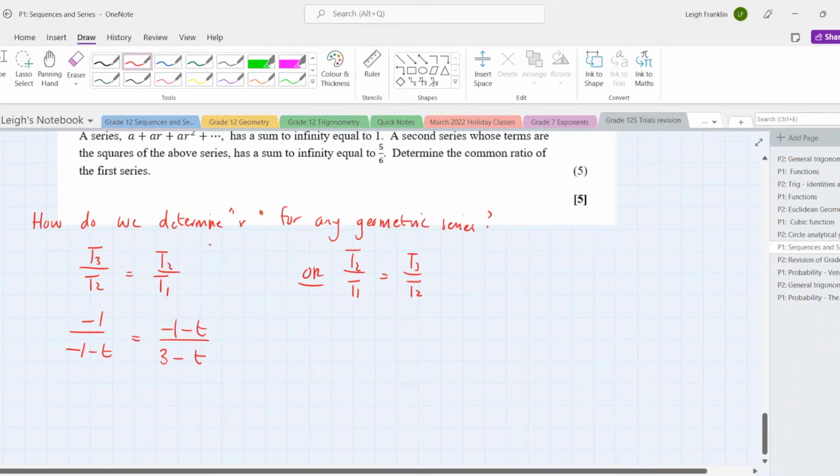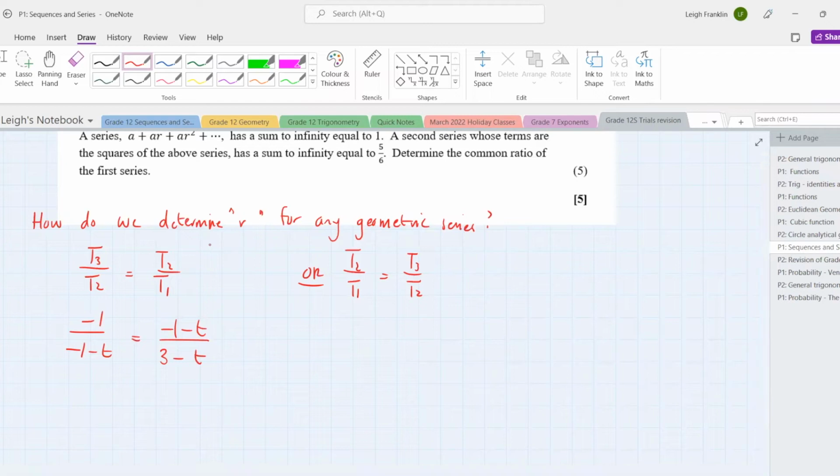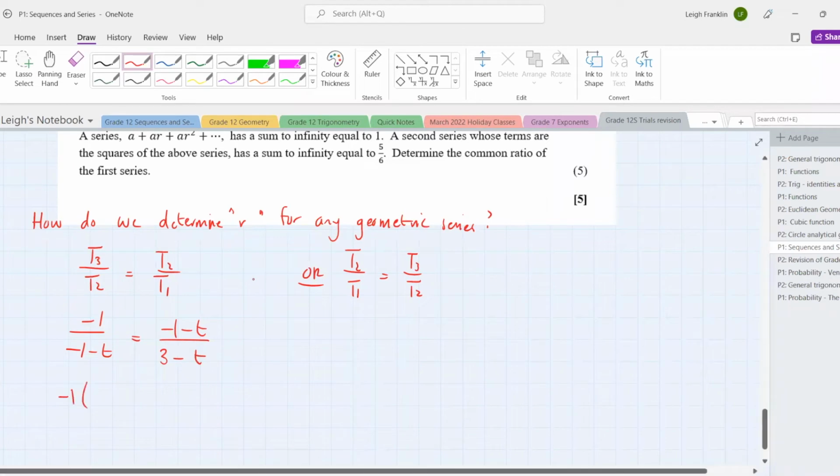Now what are we going to do? Go for it, Watobe. Ma'am, I think we should cross multiply. You are quite right. We should cross multiply. We want to get rid of our denominators, so we're going to cross multiply.